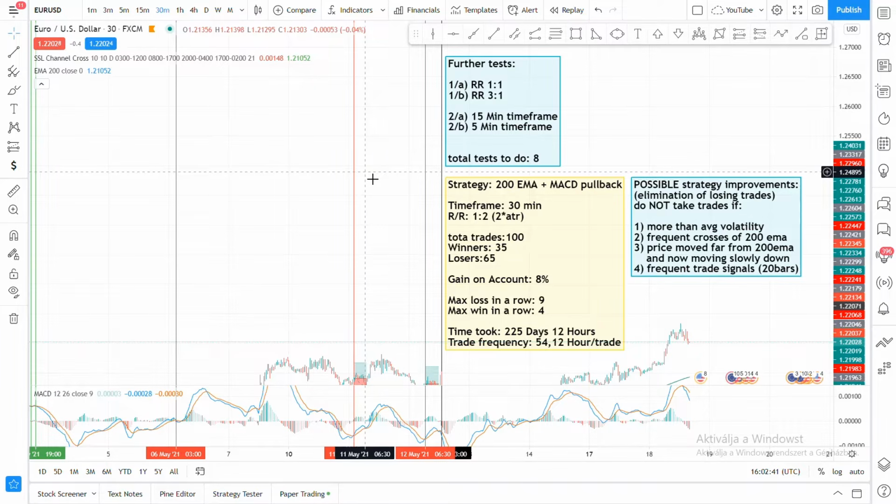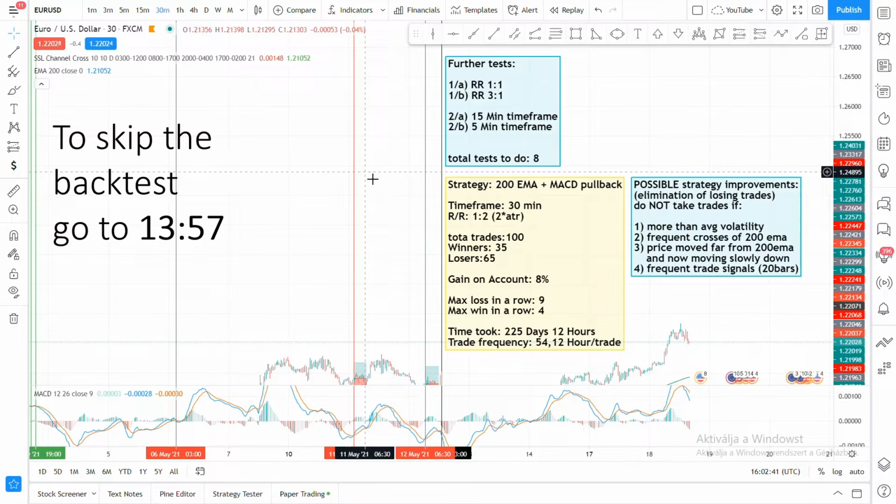Okay, so to decide if there would be better results with different risk-to-reward ratios or on different time frames, I'm going to be doing 8 more 100 tests. We are going to be testing the 1-to-1 risk-to-reward and the 3-to-1 risk-to-reward, and we are going to be testing them on the 15-minute time frame and the 5-minute time frame. Let's start with the 1-to-1 risk-to-reward ratio on the 30-minute time frame. Let's go.